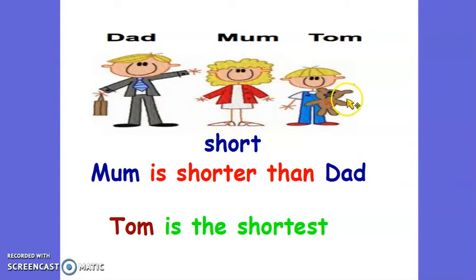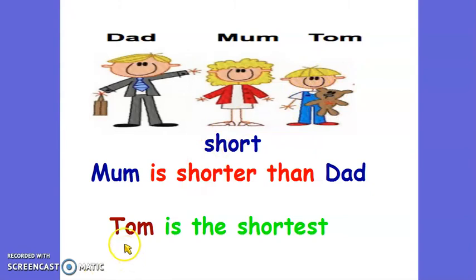Who is the shortest? Here we have three persons. ثلاث أشخاص. And I ask you, who is the shortest? مين الأقصر فيهم? What do we use? Excellent. We use the superlative form, نستخدم superlative form because we compare more than two people. عم بنقارن أكثر من شخصين. So Tom is the shortest. Tom هو الأقصر.